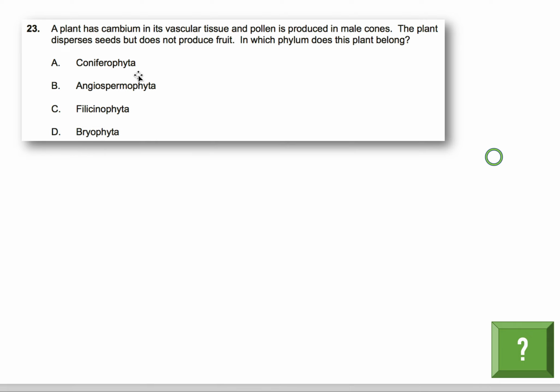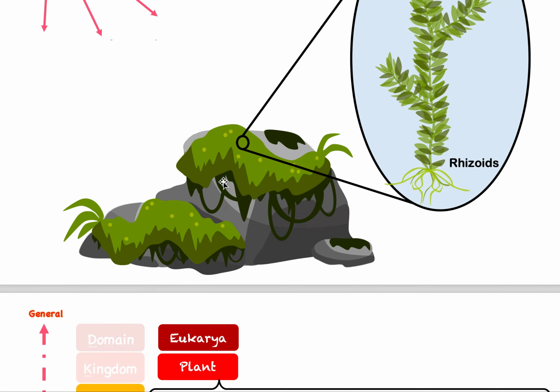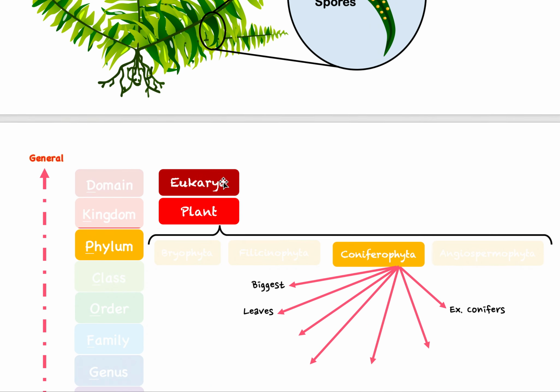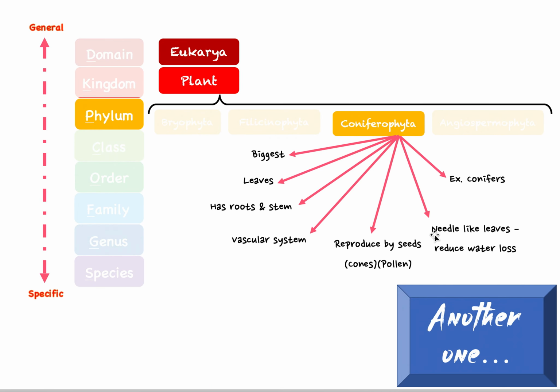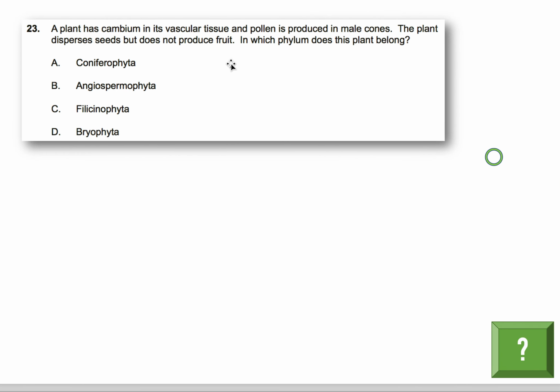Now, which of these then have pollen produced in male cones? So cones give it away. We know Coniferophyta are named Coniferophyta because they produce cones. Let me show you. So let's go down to cones, Coniferophyta. So they produce cones. They produce seeds which can be stored in cones, or pollen. Okay, this is what gives it away. We kind of know it's going to be A, but let's keep reading.